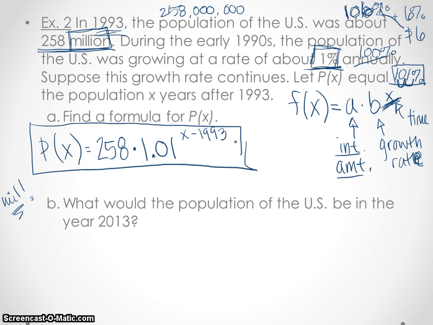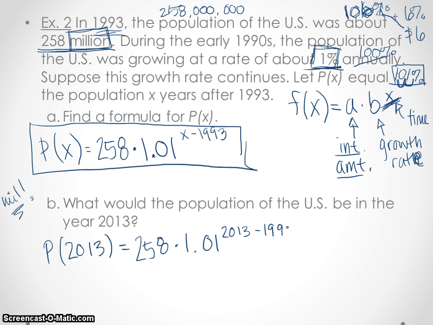Okay, all right, so what would the population of the U.S. be in the year 2013? Well, all we have to do is say, okay, well, what is P of 2013? And guess what? That's this year. So we're actually going to figure out what our population should be this year. So we're just plugging it into this guy here. So we have 258 times 1.01, and then our whole exponent is going to be 2013 minus 1993.